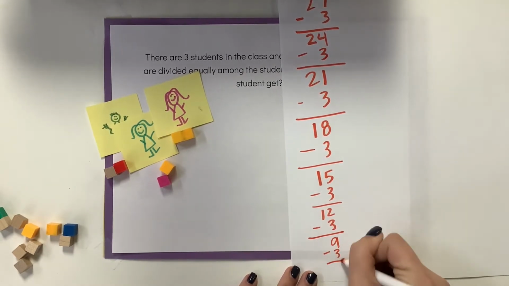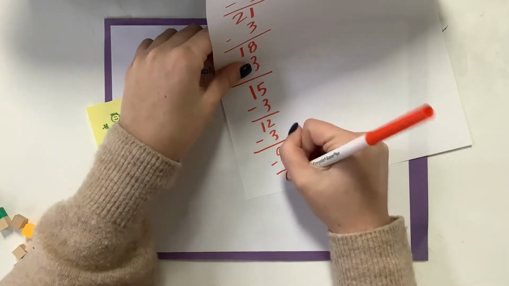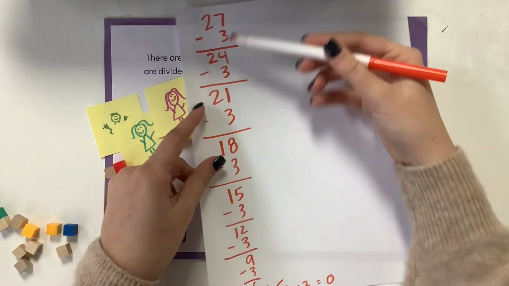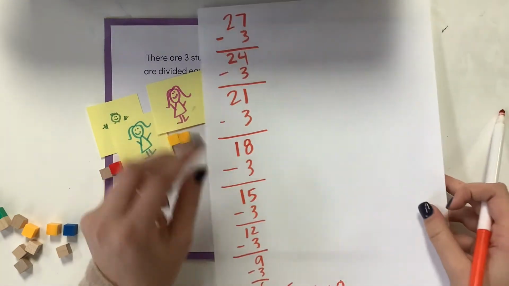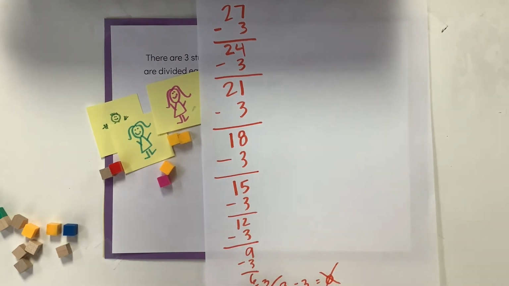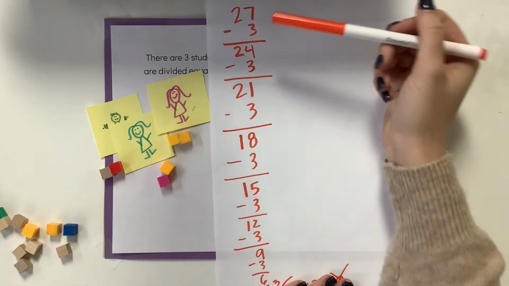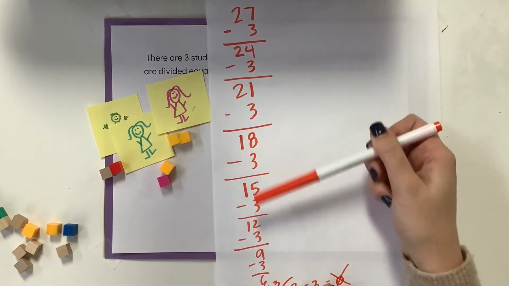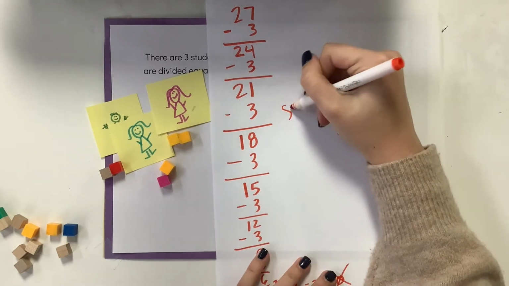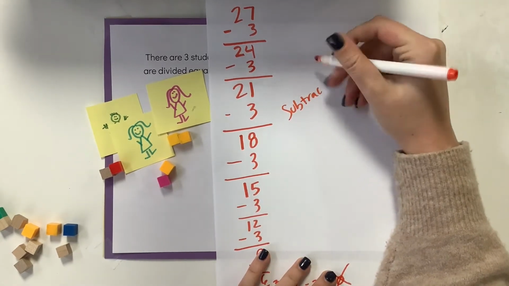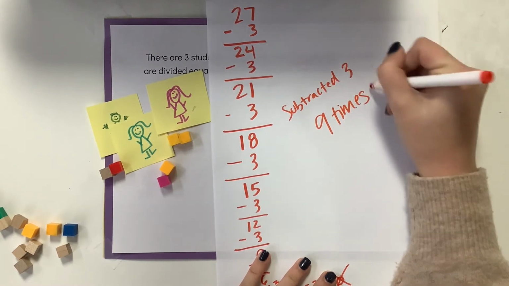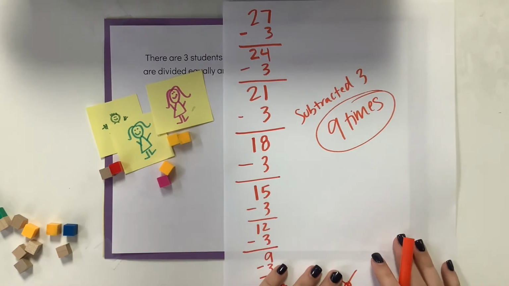Minus 3 is 6. Minus 3 is 3. Minus 3 is 0. I subtracted 3 all the way down till I got to 0. Now my answer is not 0. My answer is how many each kid gets. So 1, 2, 3, 4, 5, 6, 7, 8, 9. I subtracted 3 nine times. So that means each kid got 9 apples.